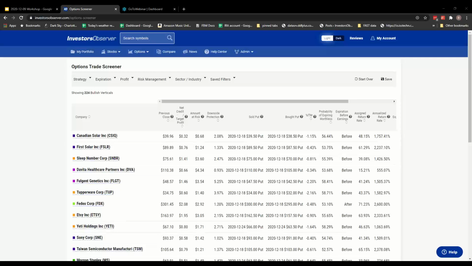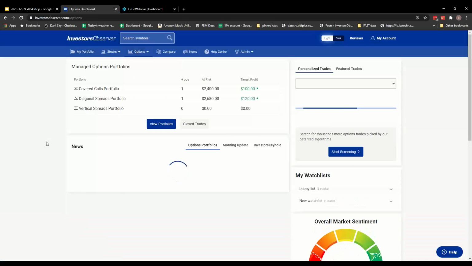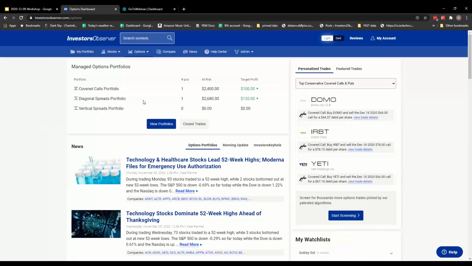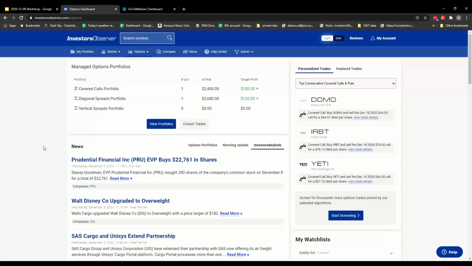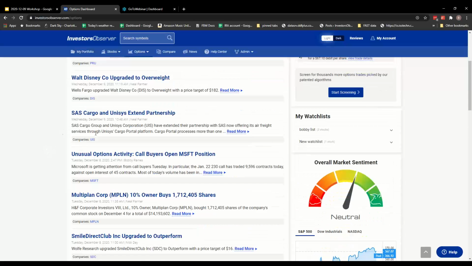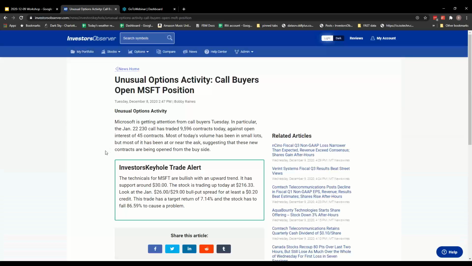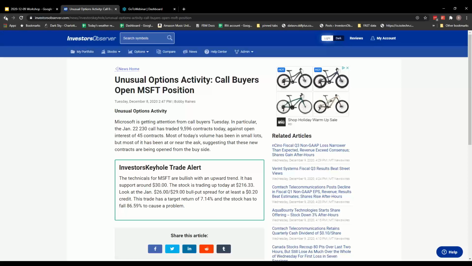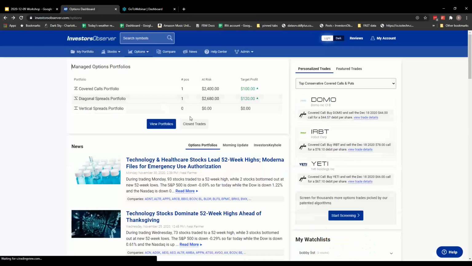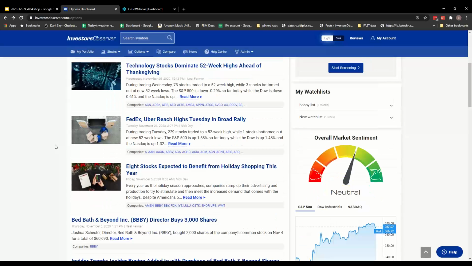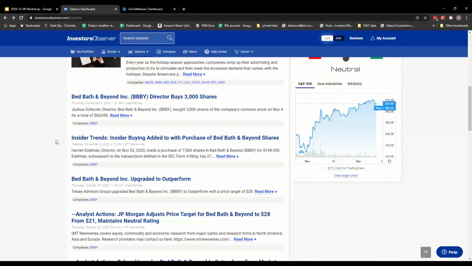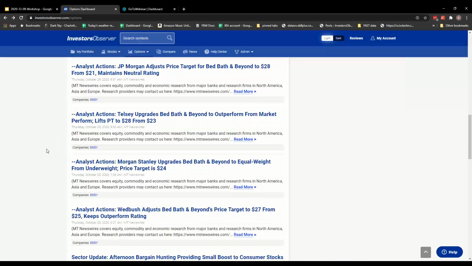So where can you find large volume orders on options, aka unusual options trading? We publish one usually most days if we can find a good one. One of our Investors' Keyhole trades is about unusual options activity. So we had this here. These can come in your email if you want to do that. There's also occasionally some other unusual options activity trades from our news provider, MT Newswire.